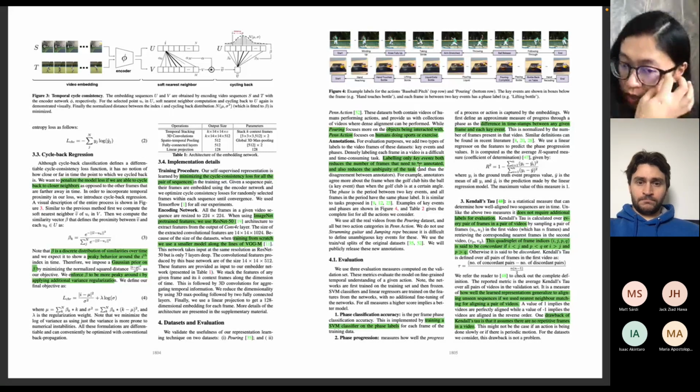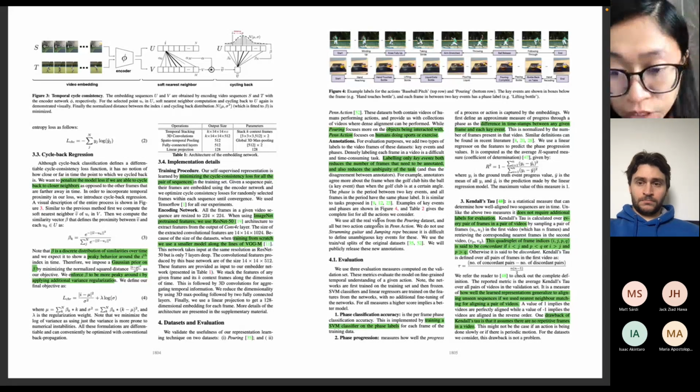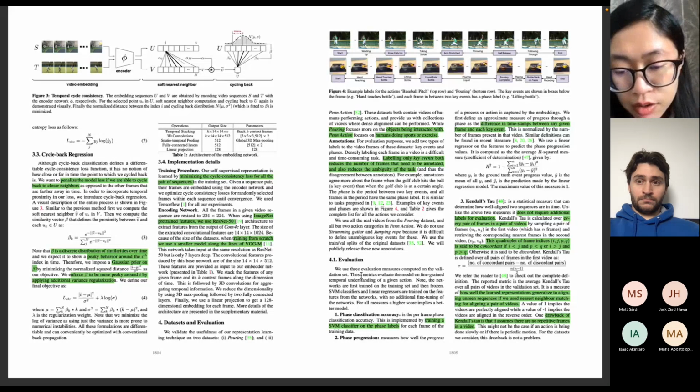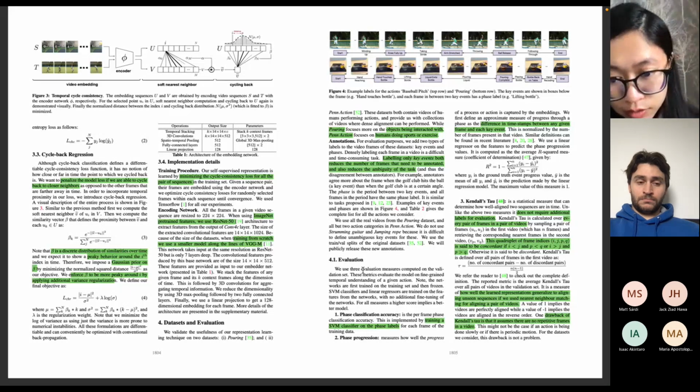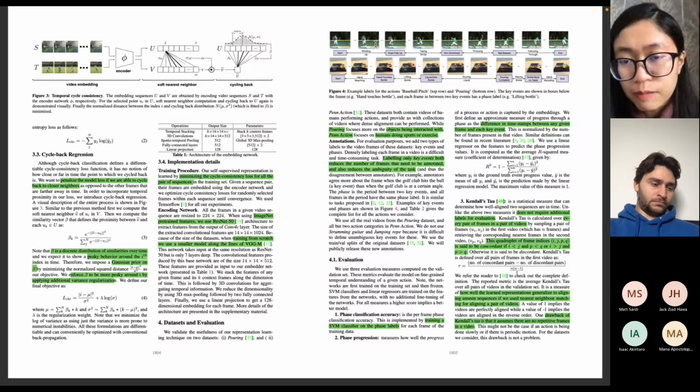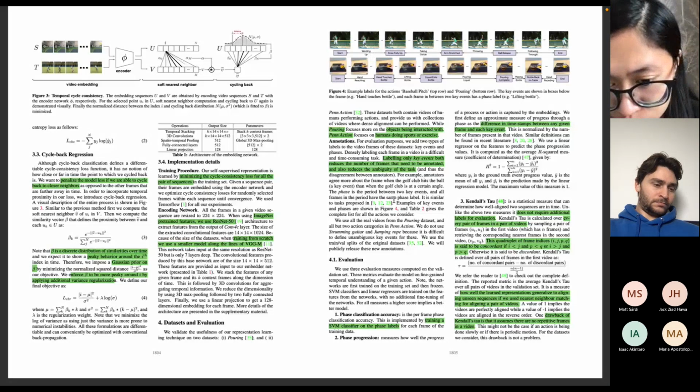For the evaluation, there are 3 measurements that they did. The first one is the phase classification accuracy. This is pretty straightforward: it's just an SVM classifier to predict the label for each phase or frame in the video.